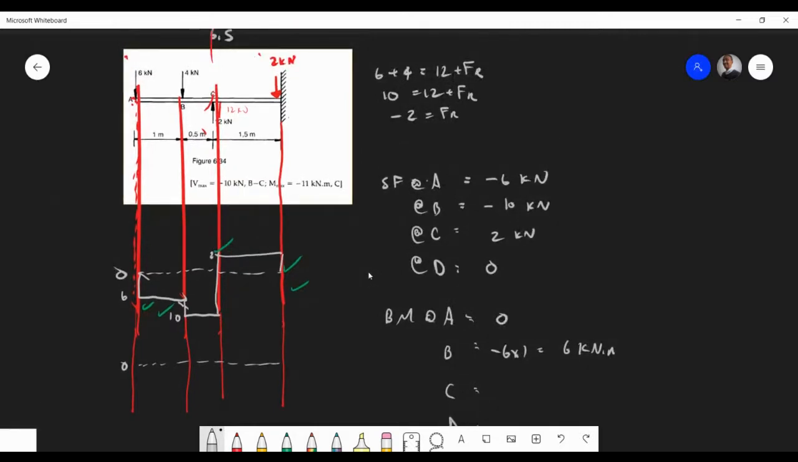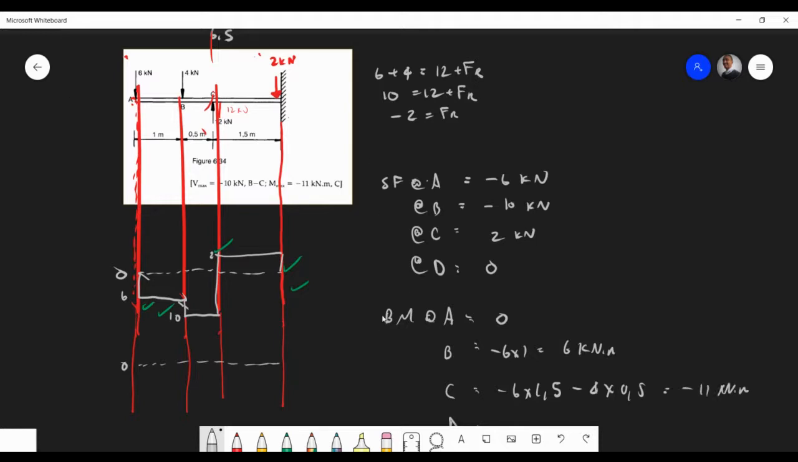At C, that's 6 times 1 point... No, negative 6 times 1.5, sorry. Yeah. Negative 6 times 1.5 plus negative 4 times 0.5 equals... What does that equal? That's 11. Are you sure? Yeah, negative 11. Oh yeah, it's right.